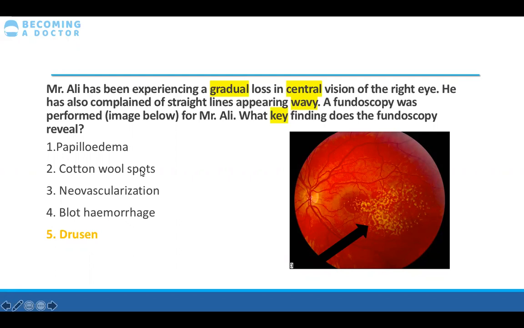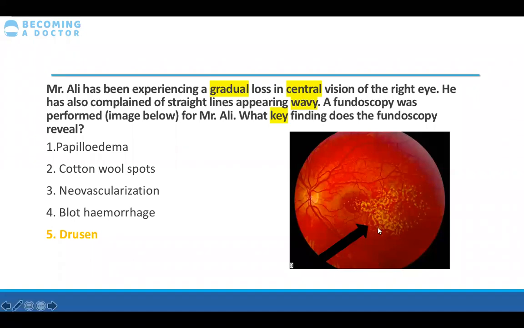Papilledema, cotton wool spots, neovascularization, blood hemorrhages, these are all features you would see in a hypertensive or diabetic retinopathy, but it's not one you would be able to see in age-related macular degeneration.